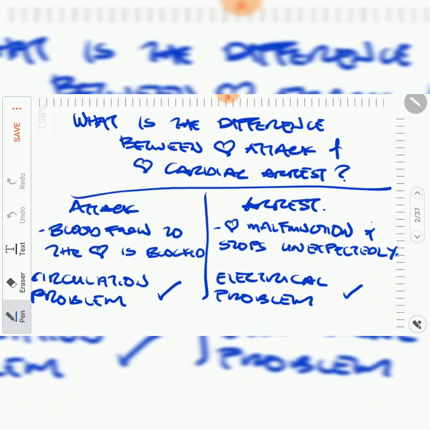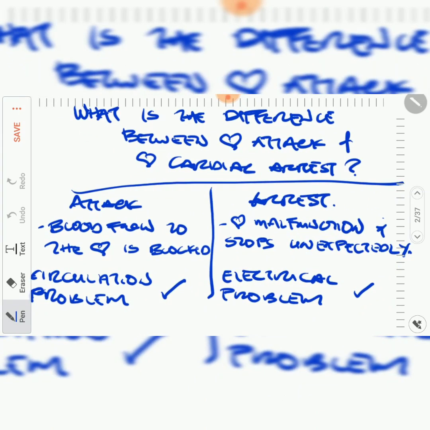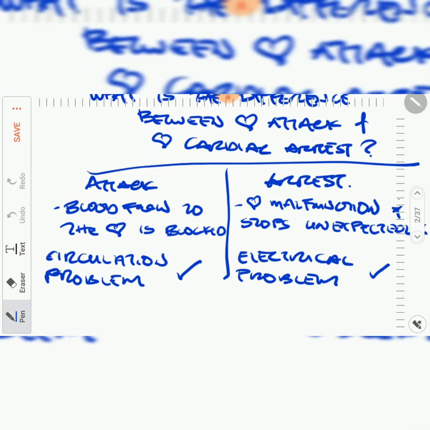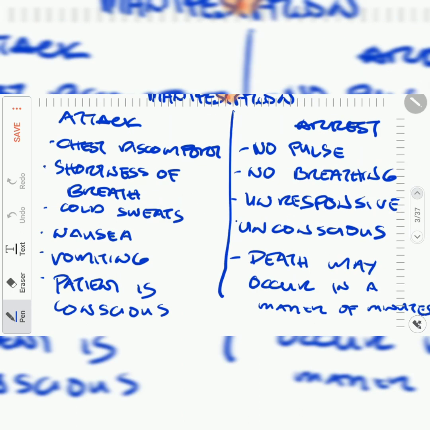Let's identify and know the difference between heart attack and cardiac arrest. In a heart attack, blood flow to the heart is blocked. The problem is mostly on the circulation, while in cardiac arrest, the problem is mostly on the electrical impulses, wherein there is malfunction and the heart stops unexpectedly. Okay?